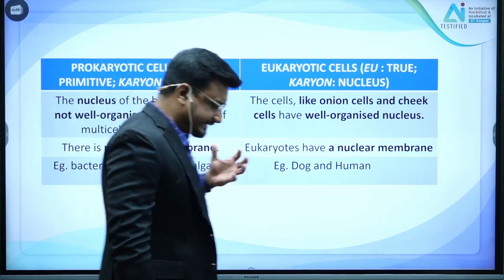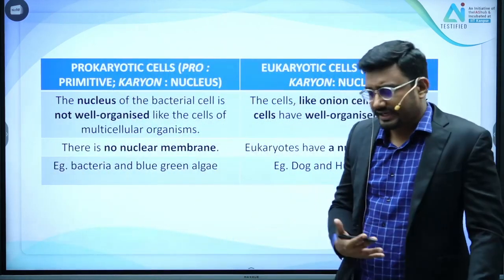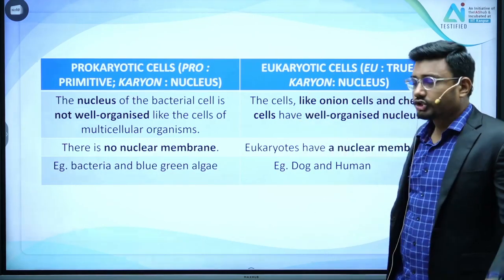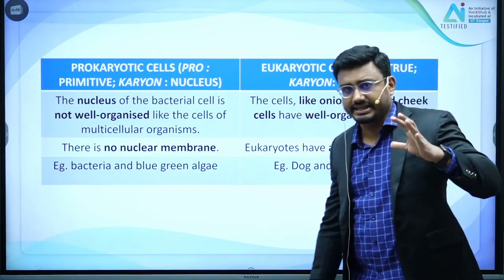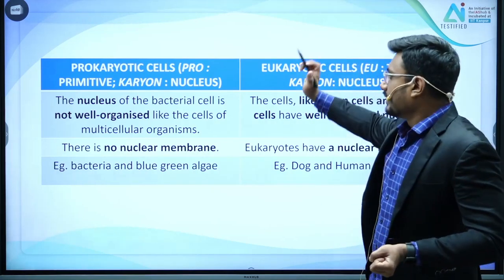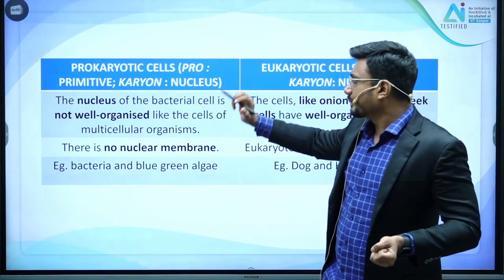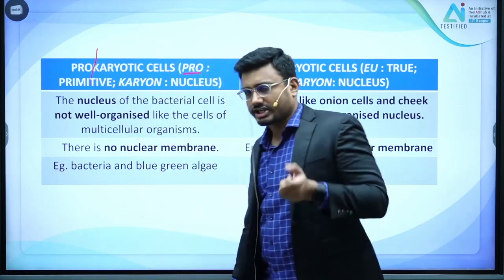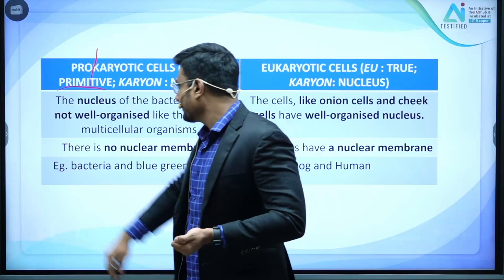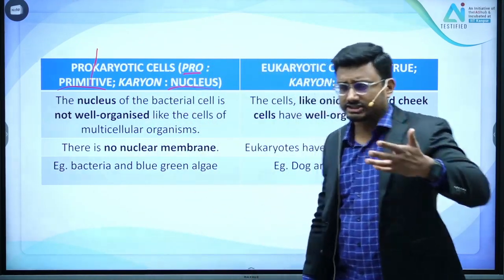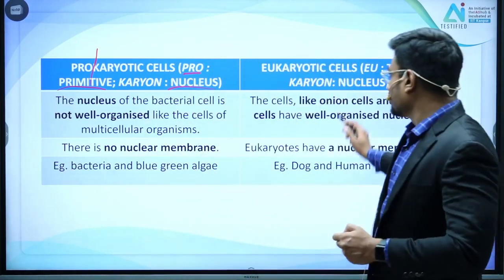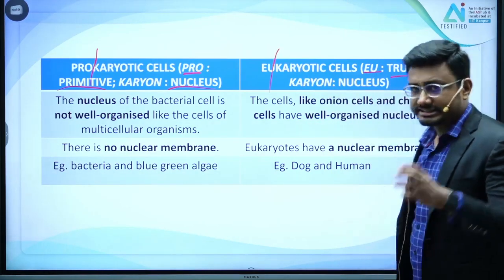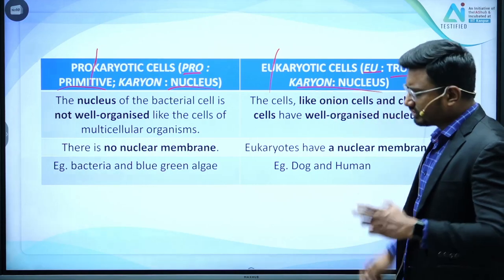This slide is very important, and it is time to understand the difference between a prokaryotic cell and a eukaryotic cell. Let's start with the prokaryotic cell. Prokaryotic is made up of two words, pro and karyon. Pro means primitive and karyon means nucleus, so primitive nucleus. Whereas eukaryotic is made up of the words eu and karyon. Eu means true and karyon means nucleus.